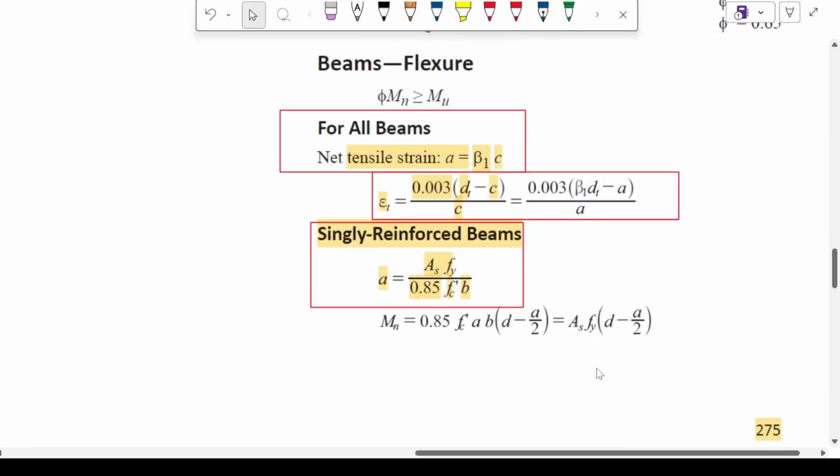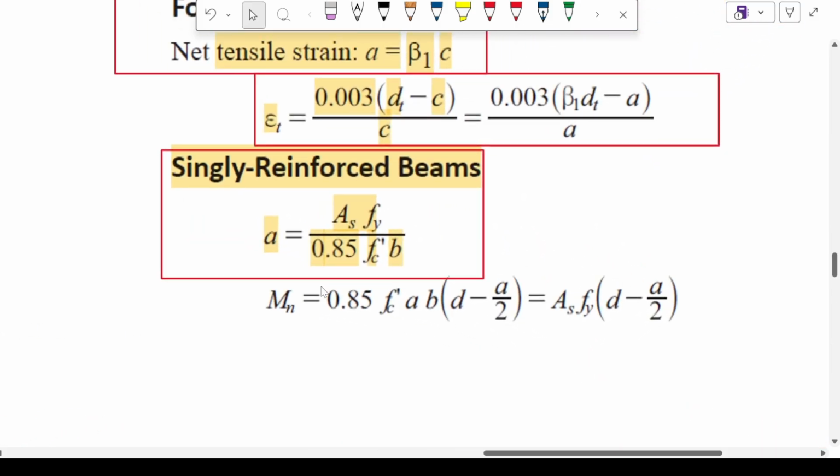So if you look at this question, they are asking for the width. Width is present in this equation: a is equal to As Fy by 0.85 f'c b. This is the b that we are being asked. But I don't know the value of a. If I knew a, I could simply take it to the left-hand side and calculate. Since I don't know a, first I need to find it. a can be found from this equation: Mn is equal to As Fy times (d minus a by 2).